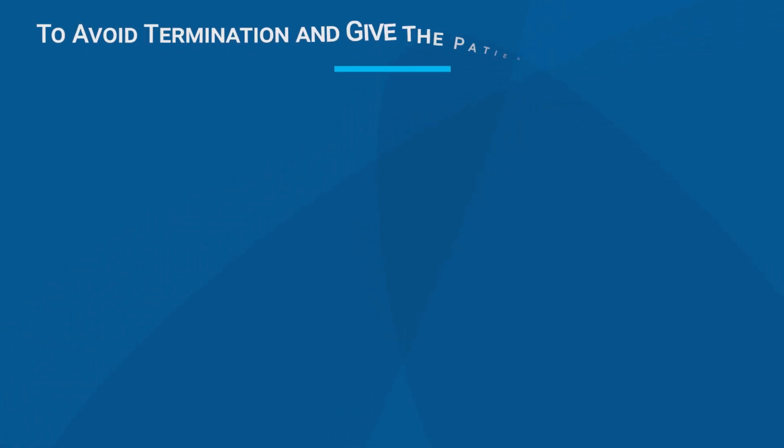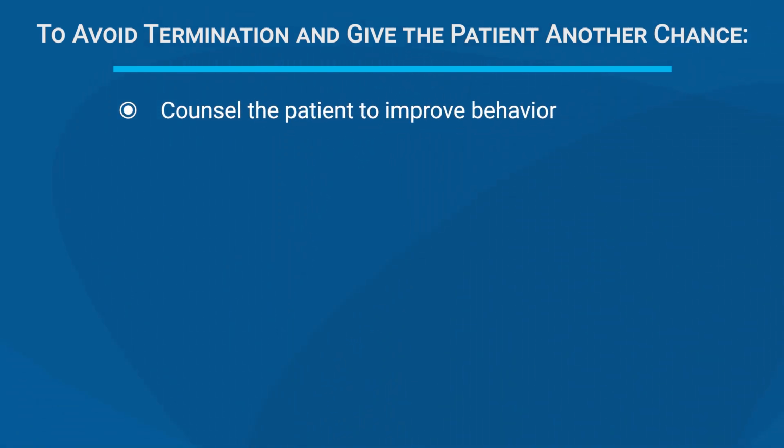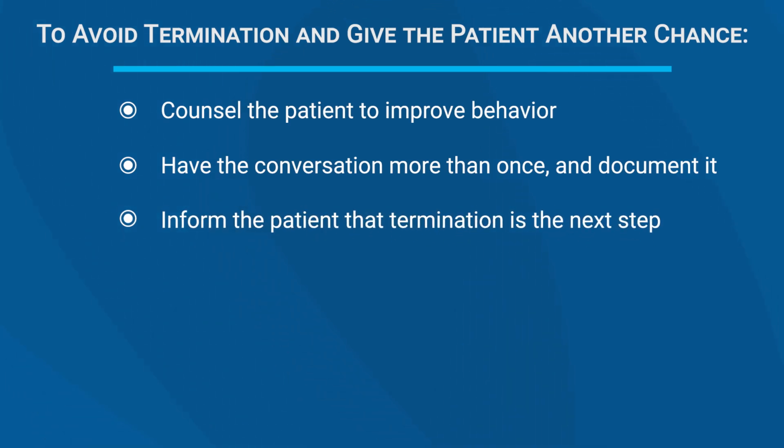Termination of the patient-physician relationship should be a last resort. To avoid termination and give the patient another chance, consider these steps. Counsel the patient to improve noncompliant or disruptive behavior. Prepare to have the conversation more than once and document it. Firmly tell the patient that you'll terminate the relationship if they do not comply.